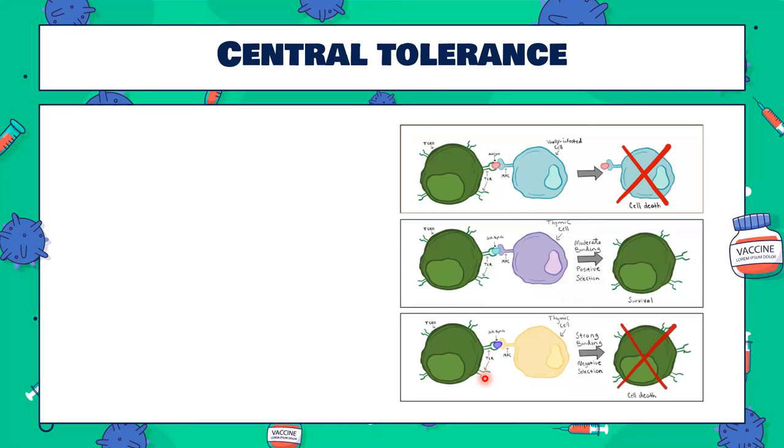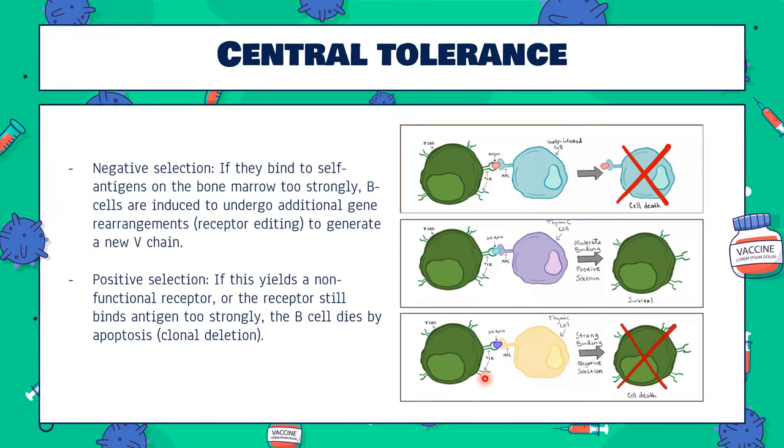So when I am looking at those B cells, I need to make sure I'm going to expose them to self-antigen. And then if they respond to the self-antigen, I negatively select them. I'm like, no, you did not pass this test. You're going to have to go back. We're going to edit your receptor and we're going to generate a new V chain so that you no longer attack self.